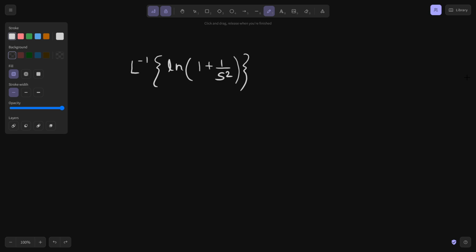Let's solve one more problem from inverse Laplace transform. How can we find the inverse Laplace transform of ln(1 + 1/s²)? So this is some function of s. Let's say that as f bar(s). So that is given to be ln(1 + 1/s²). Fine.